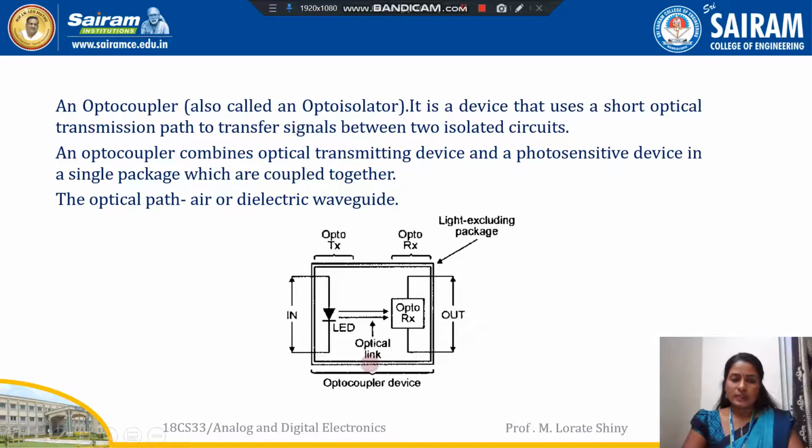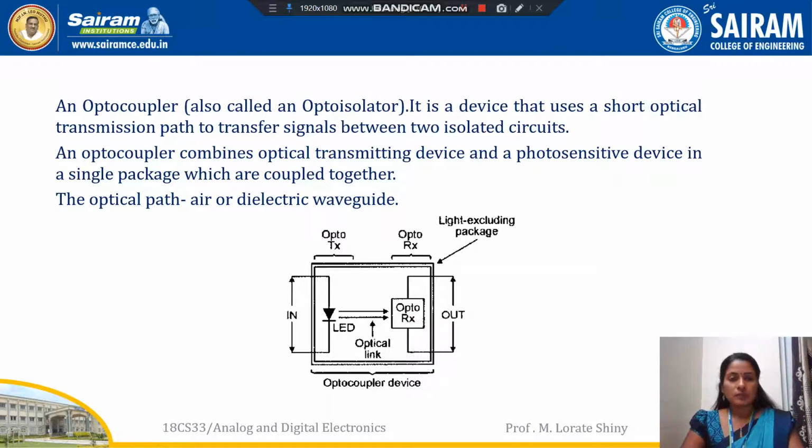So you can see here, all the optocoupler devices have two units, a transmitting unit and a receiving unit. In the transmitting unit, a lamp, light emitting diode or laser diode can be kept. In the receiving unit, any photosensitive device like a photodiode, phototransistor, photo SCR, photo triac, any type of photosensitive device can be used.